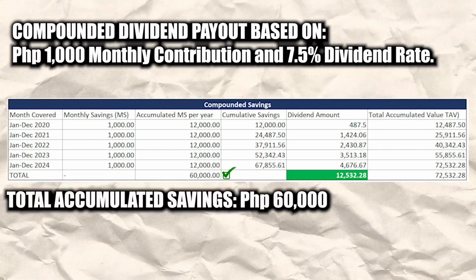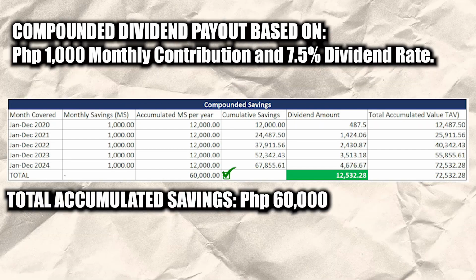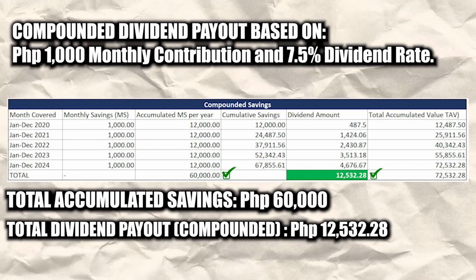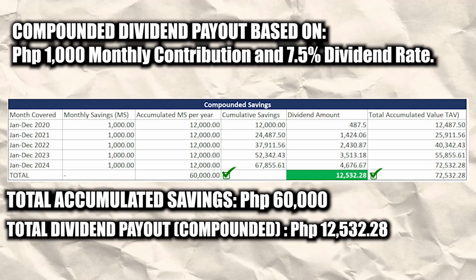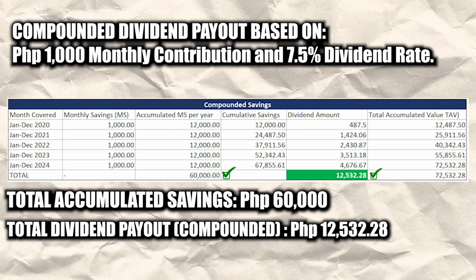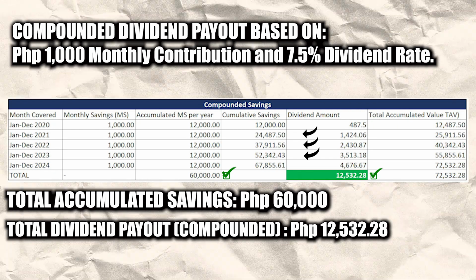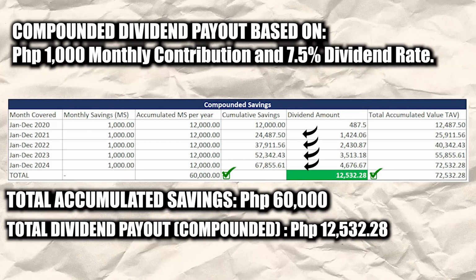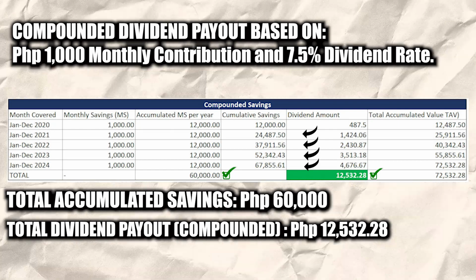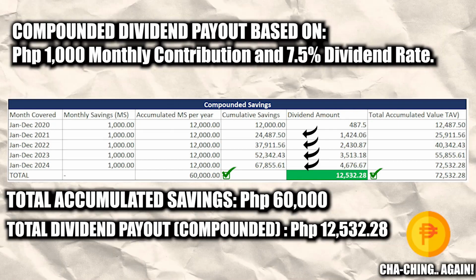As compared to when you opt for compounded savings using the same 1,000 monthly savings for the next 5 years, the total accumulated savings is still 60,000 but the total dividend amount is 12,532. This is because every time there is a dividend payout, it is reinvested in the account, and that is basically used for the next computation of the dividend payout. That's why it's accumulating and compounding and giving you more dividend in return.